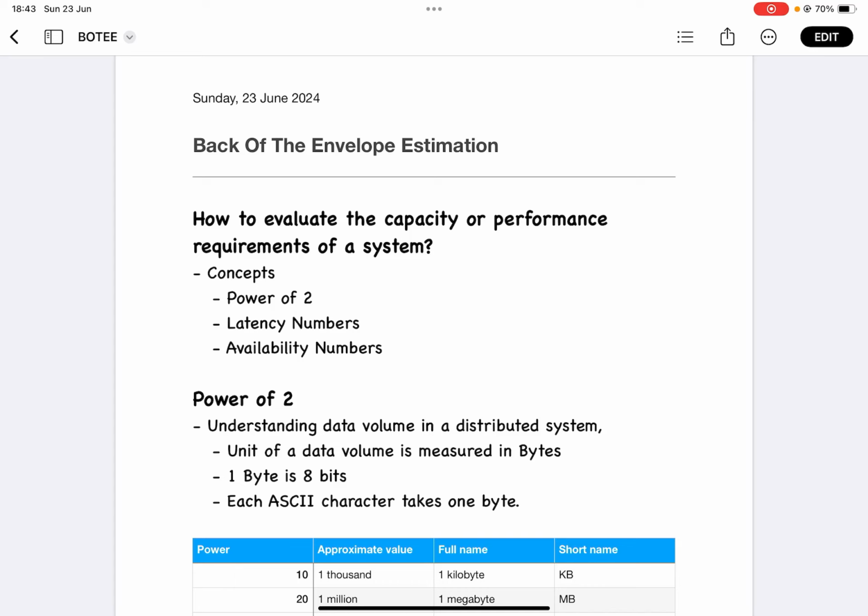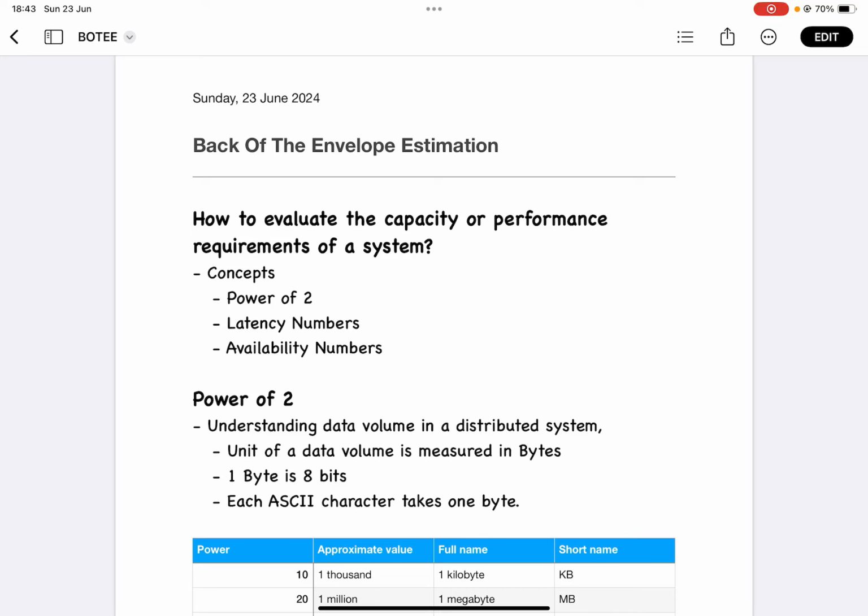In this video, we'll talk about back of the envelope estimation and system design. When you're building a large scale system, with millions of users and millions of queries per second, you have to make sure that you have an estimation of your resources, and of the performance that you need to achieve while building such a complex system.